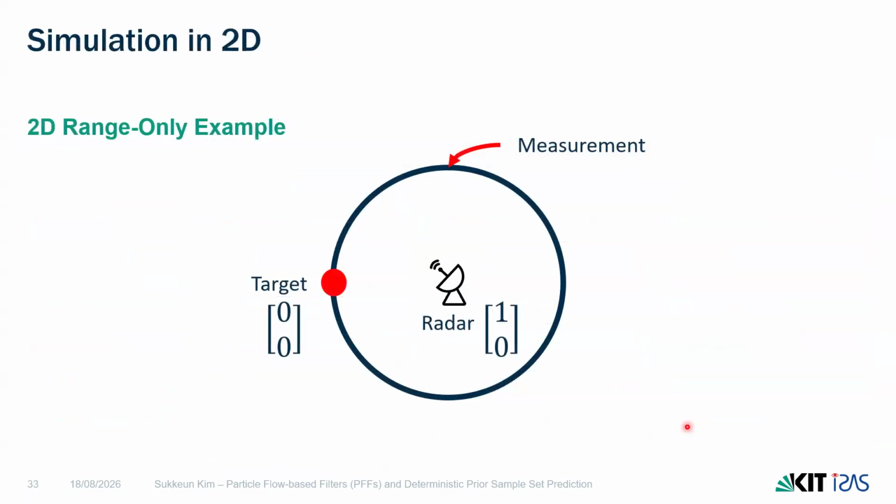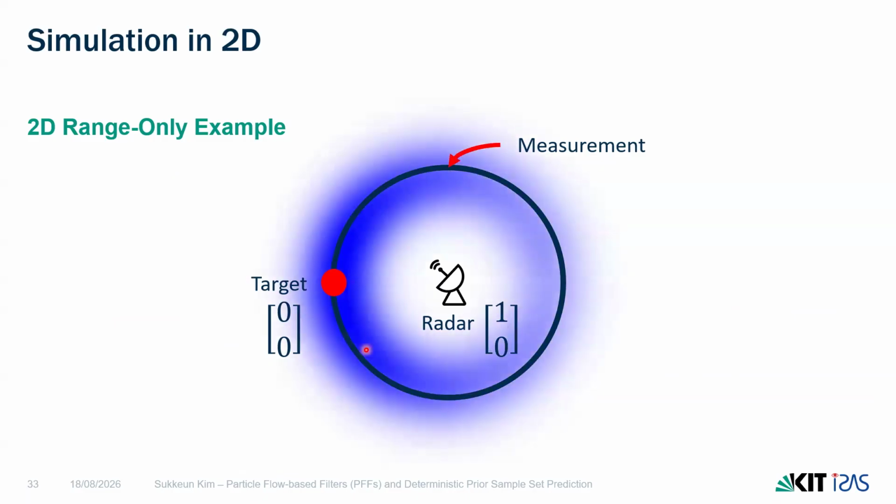So a simple 2D range-only example is simulated for a quick comparison. Let's say we have a radar at 1.0, and the target is located at 0.0, and the measurement we have is only range. So in this range-only problem, we get the range equal to 1 here, but we don't have any bearing information, so the measurement likelihood will be something like a ring shape with some deviation. And then we assume the mean of the prior is located at 0.0 as well, and I will show another figure later.